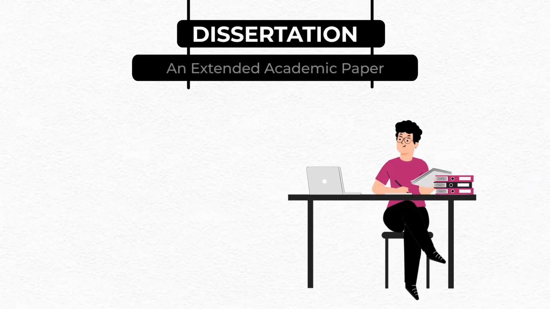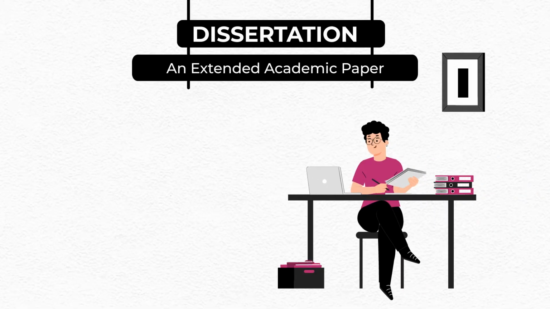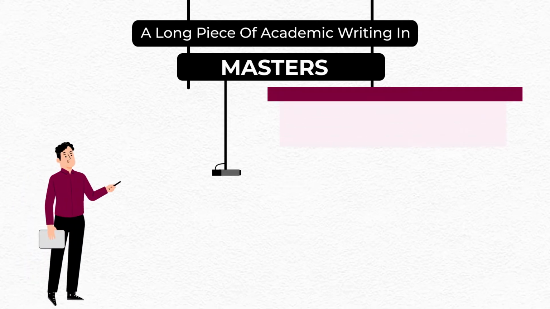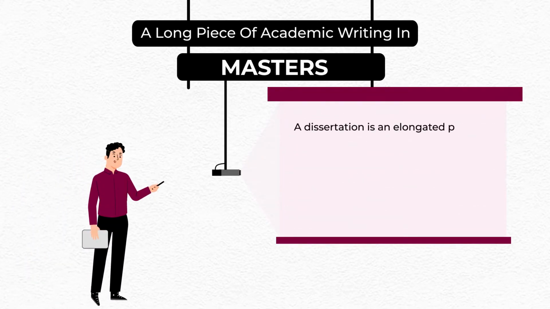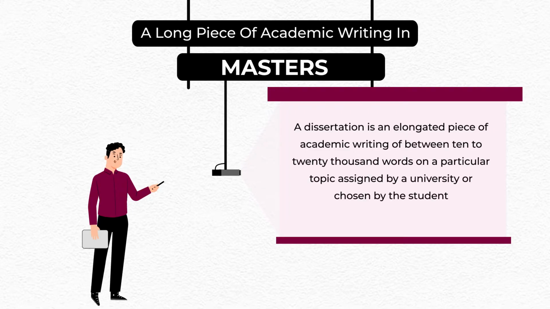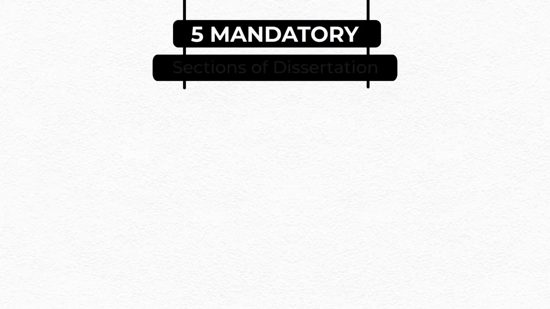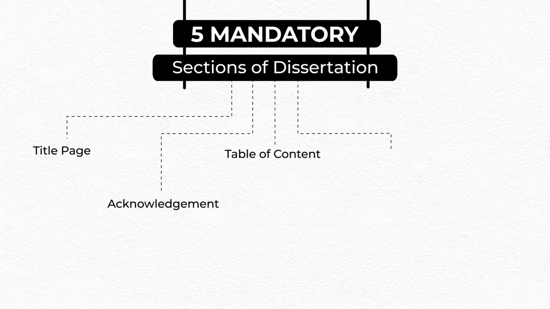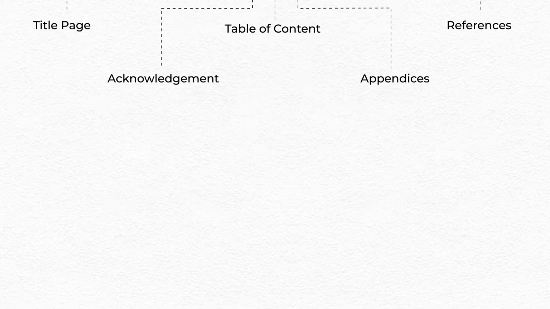In this video, we will explore the long form of academic content students get while pursuing higher education: a dissertation. A dissertation is an elongated piece of academic writing of between 10 to 20,000 words on a particular topic assigned by a university or chosen by the student. A dissertation has these sections. Out of them, we will know in depth about an important part: references.